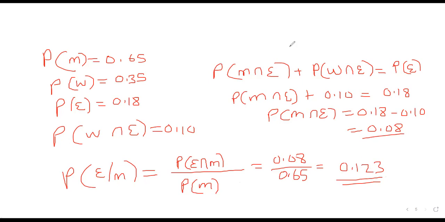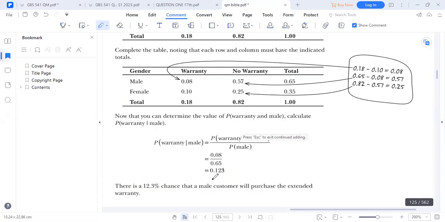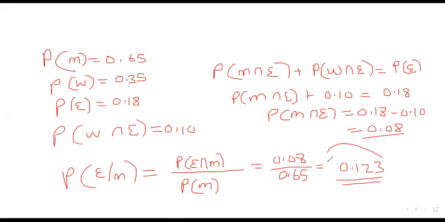Does it tally with what is actually in the original question? Let's check. Probability that a man will do an extension, so the extension given male. They're using different denotation, but it's the same. So 0.123. That is what we have found here. So if you also got this, or whoever helped you with this, that is the answer for part A.